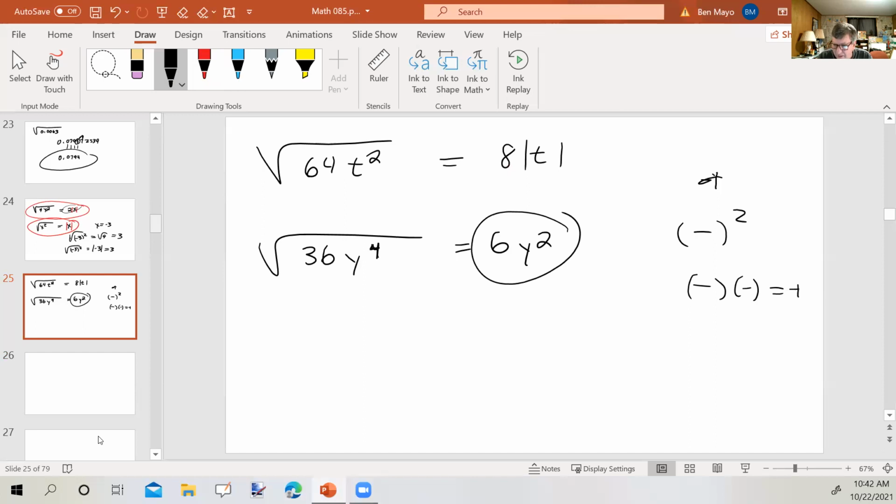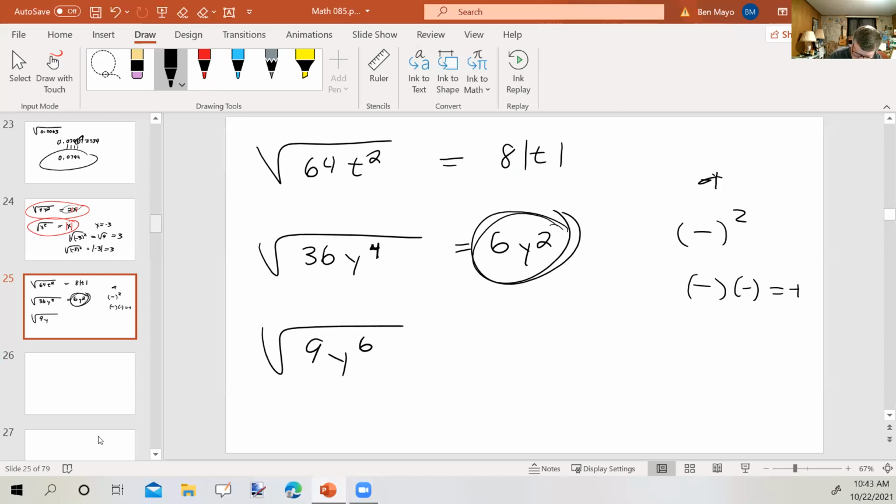If y is negative, negative squared is positive. If y is 0, it's still not a negative answer. And if y is positive, we get a positive answer. So I don't need absolute value bars on this answer. Well, what about this one?